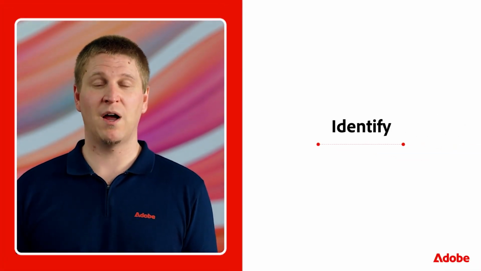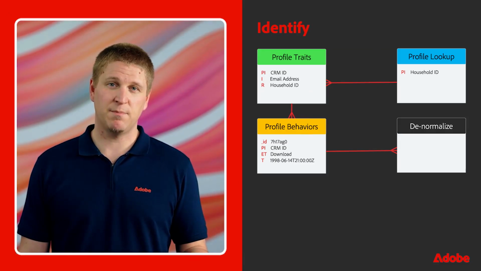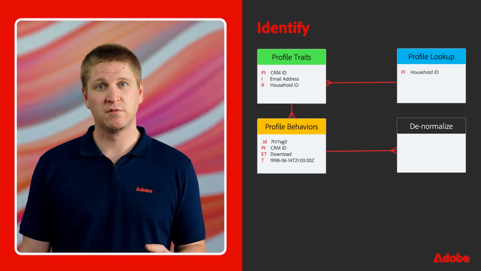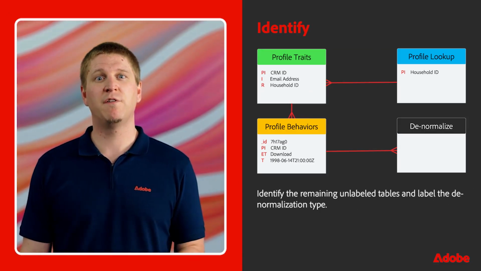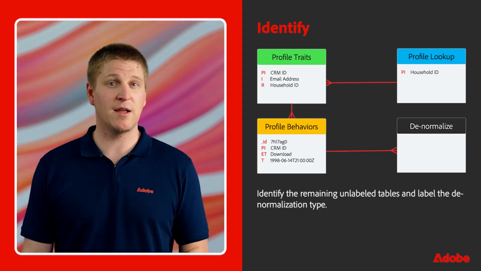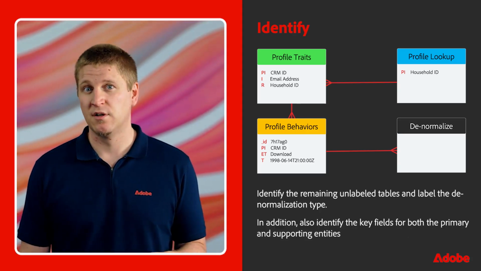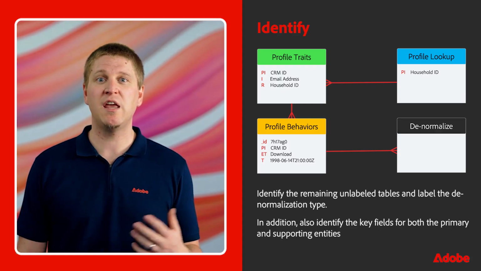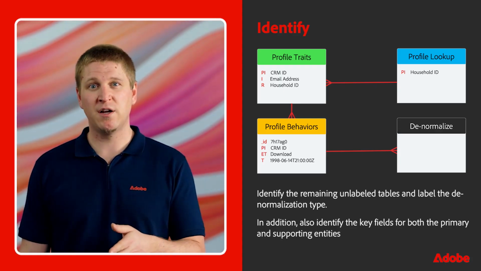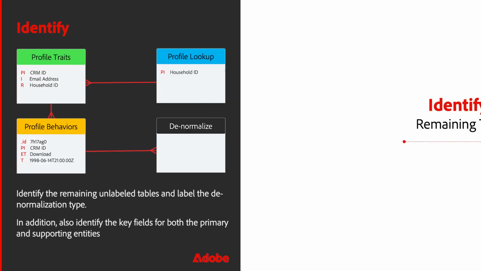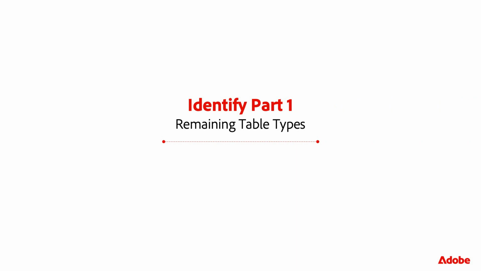All right, the second part of the LID methodology is to identify. In the identify step, the goal is broken into two parts. First, we want to identify the remaining unlabeled tables and label the denormalization type. And then we want to identify the key fields for both the primary and supporting entities only. So let's start with the first part, identifying the remaining table types.